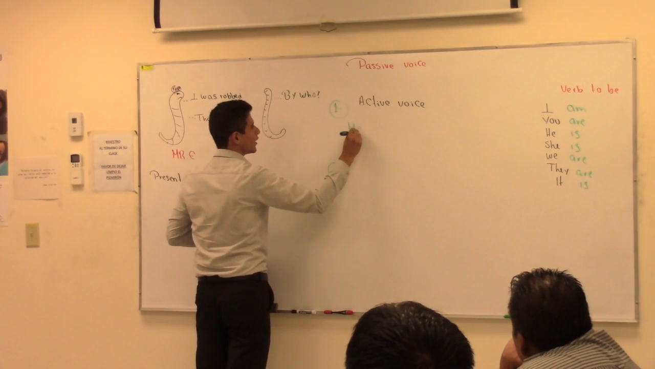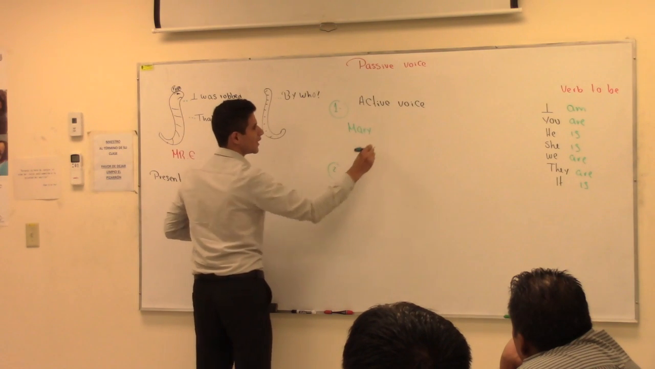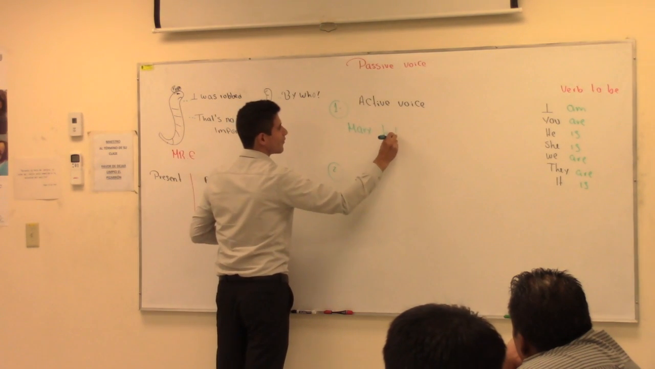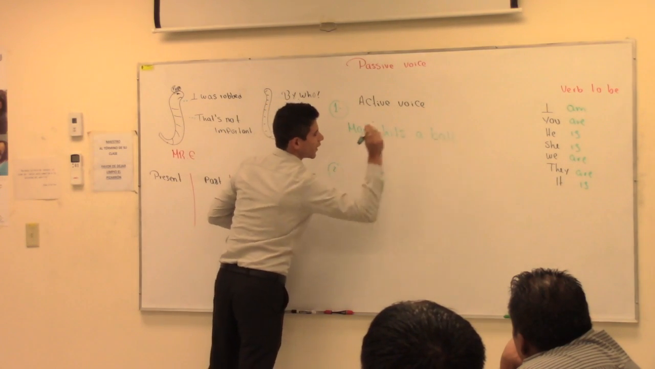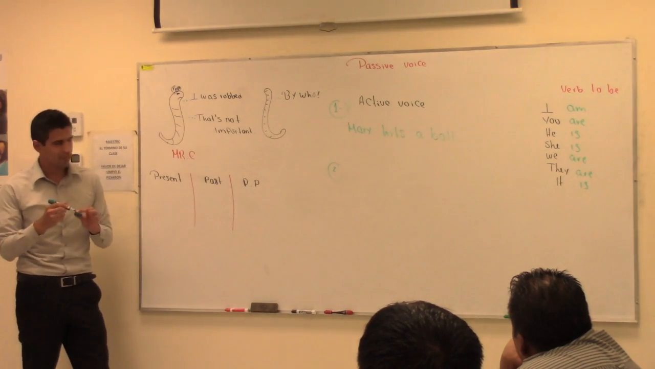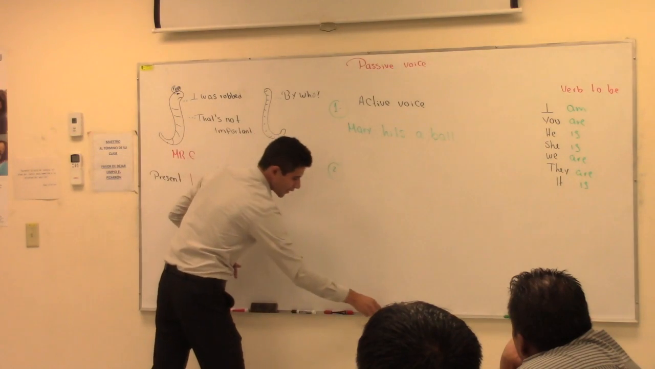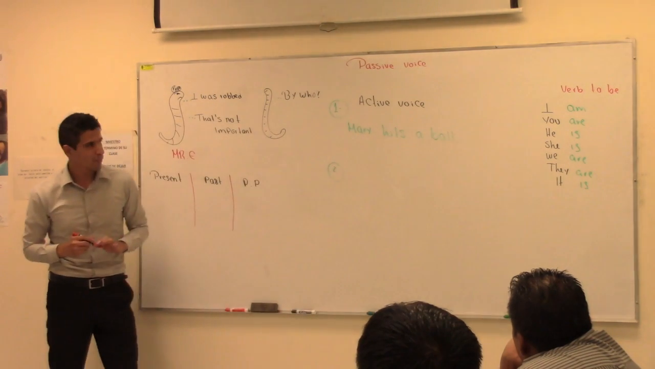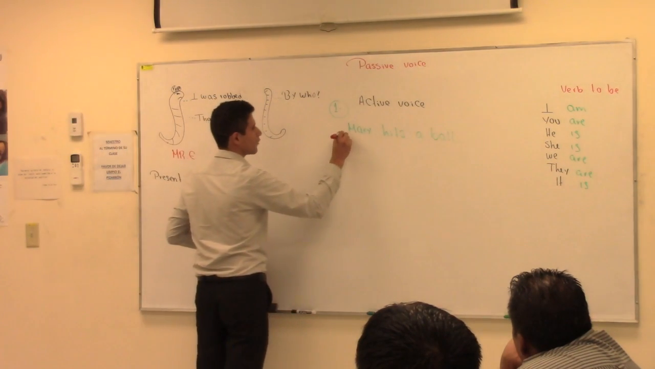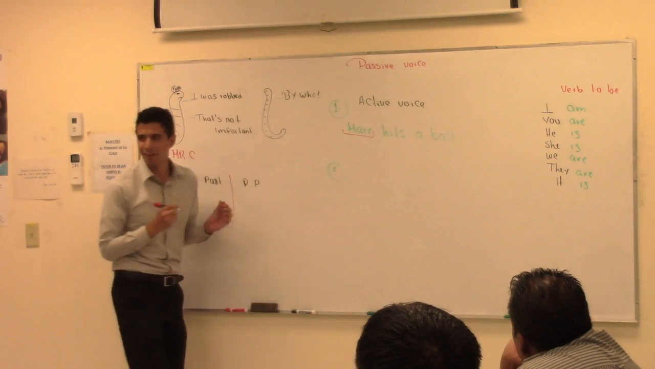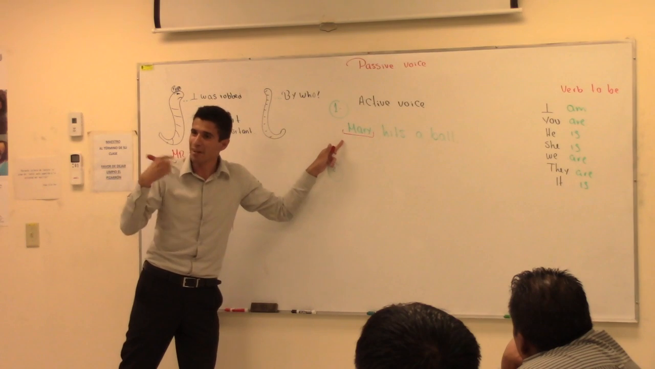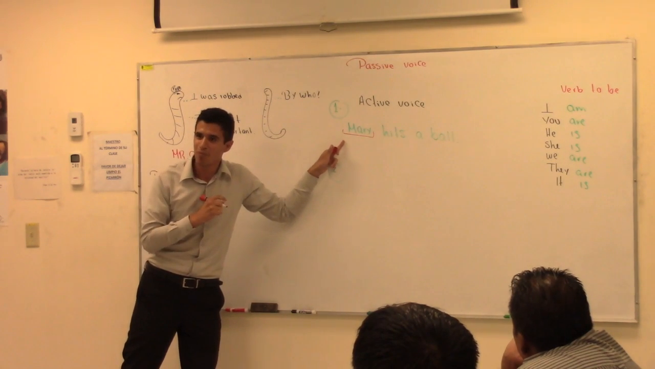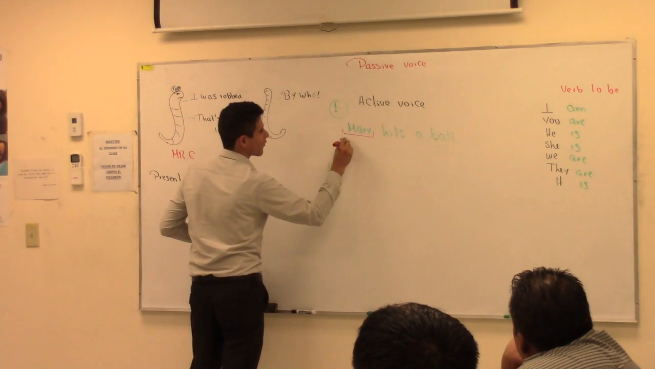Let's say, Mary hits a ball. Alright, so this is the active voice, okay? Mary hits a ball. For the active voice, we have Mary, which is what? What is it, guys? It has a name, Mary, but grammatically is what? No. It begins with an S. What is it? Subject.